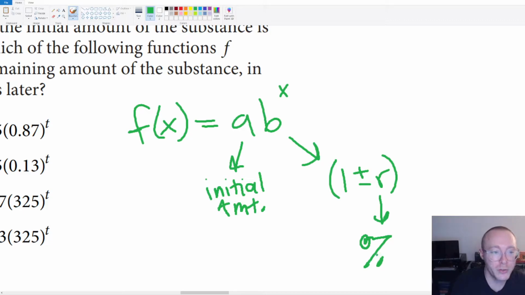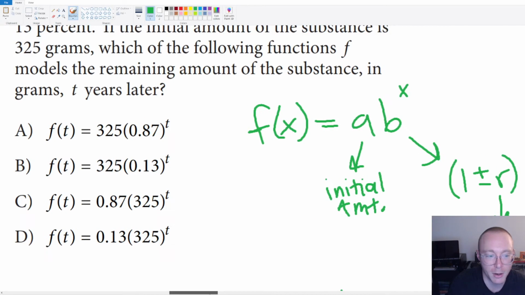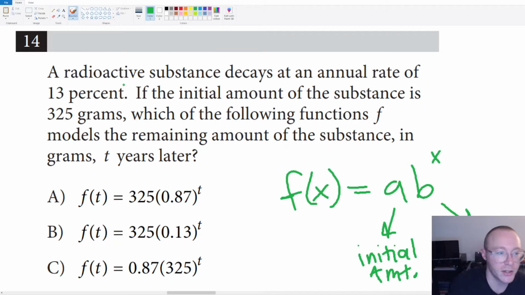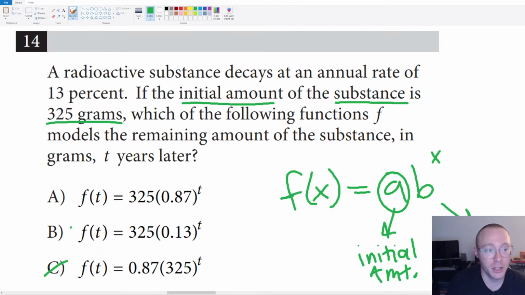And so all we have to do is look for the right information, right? We are given the percentage, we're given the initial amount. The first thing that we can tell is that we have an initial amount of substance, it's 325 grams. Right off the bat, we need to see that in the position of A. We need to see that as the first number in this exponential expression. So choices C and D are out because they don't have 325. The next thing we have to look at is this 13%.